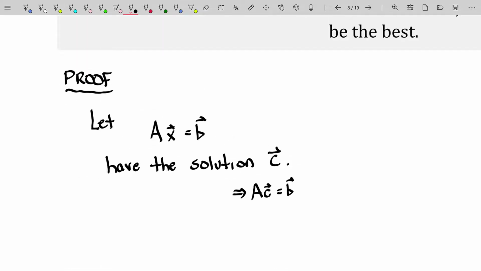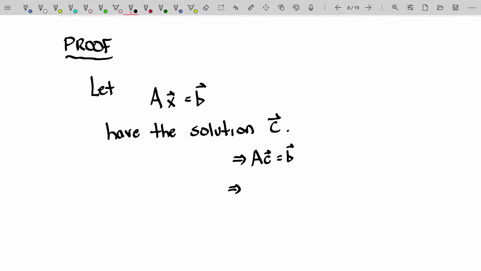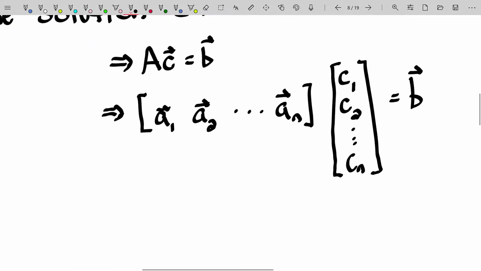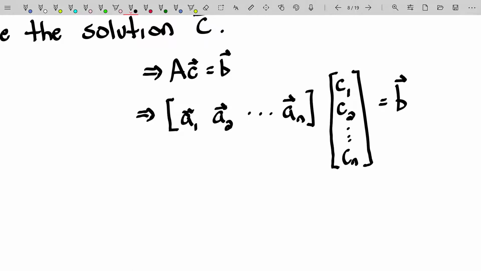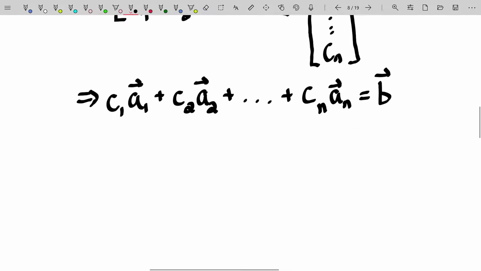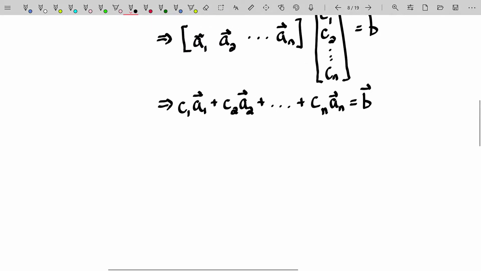Now we're going to use the convention that A sub 1, A sub 2, all the way through A sub n are the column vectors that represent A. And we know by matrix vector multiplication that the elements in the vector C are just going to be the weights of the linear combination of the column vectors of A. So if C is a solution to that matrix equation AX equals B, then C satisfies this linear combination of the column vectors of A, or that is, C satisfies this following equation.